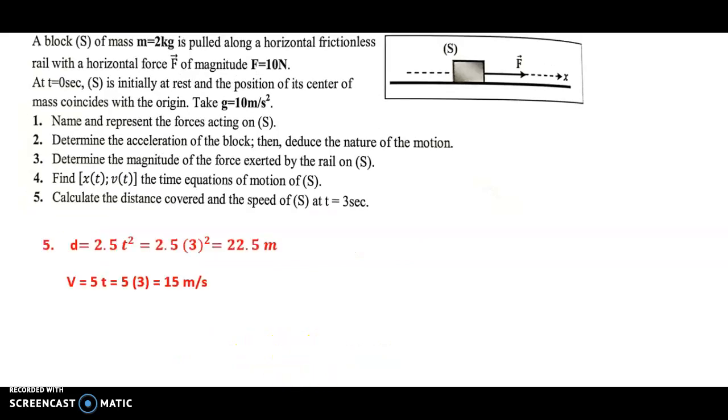Finally, calculate the distance covered and the speed of S at t equals 3 seconds. So go back to the rule, x equals 2.5 t squared, which is x minus x naught, and 2.5 times 3 squared is 22.5 meters, and the speed v is 5t, 5 times 3, 15 meters per second.